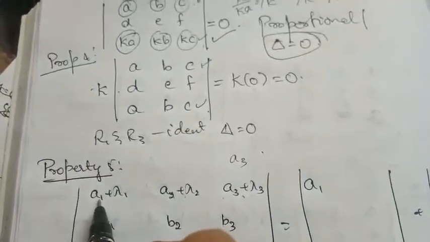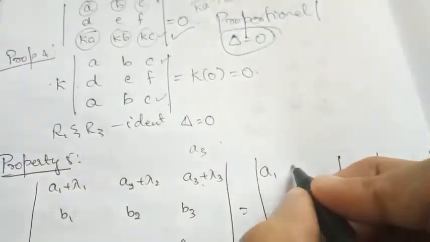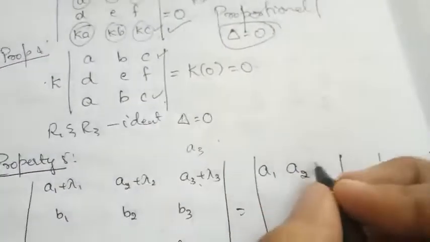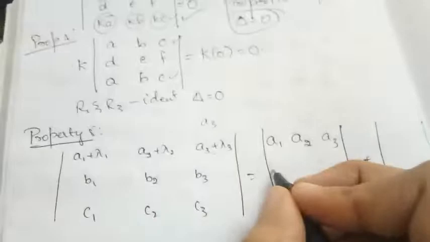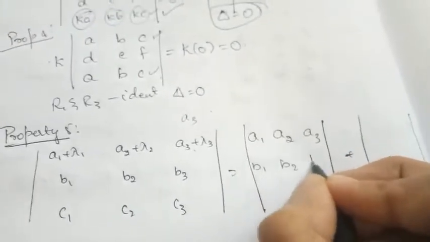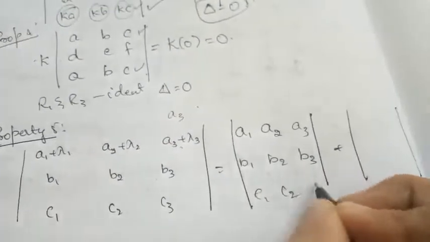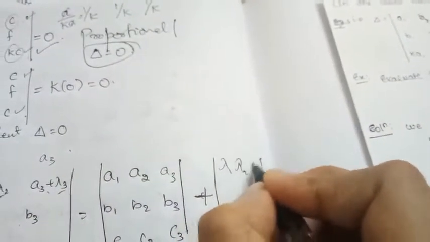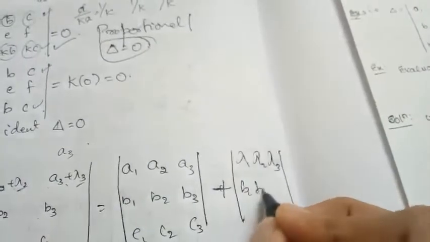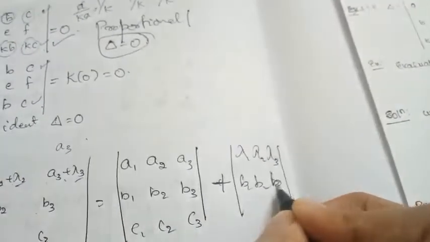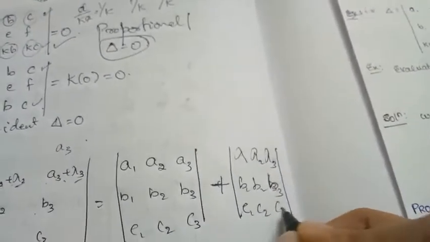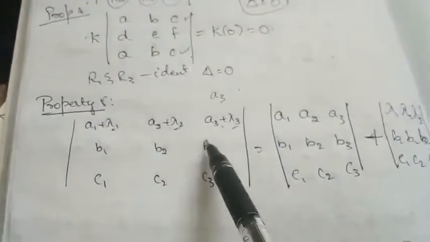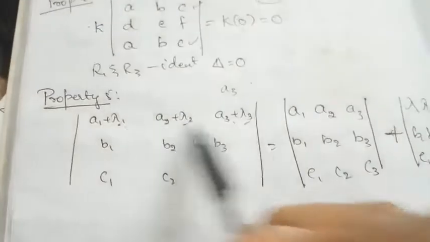I am considering here the first element of the first row, a1, a2, a3, and the remaining elements as they are: b1, b2, b3, c1, c2, c3. And in the second determinant, I am taking the second part of that sum, that is lambda 1, lambda 2, lambda 3, b1, b2, b3, c1, c2, c3. So this is what the statement is saying: if any row or any column is expressed as a sum of two or more terms.